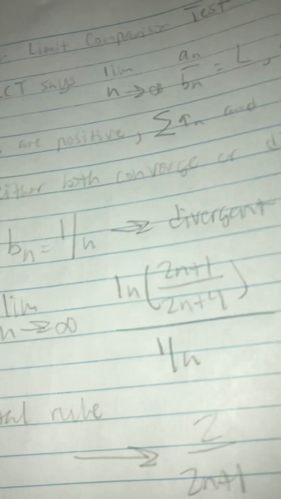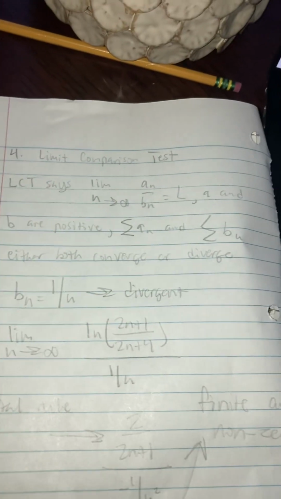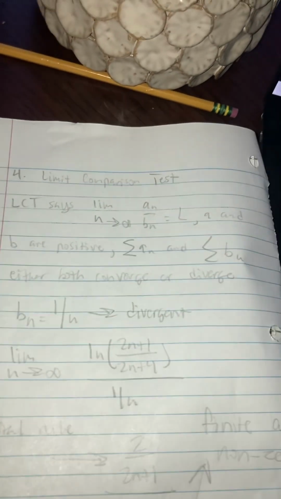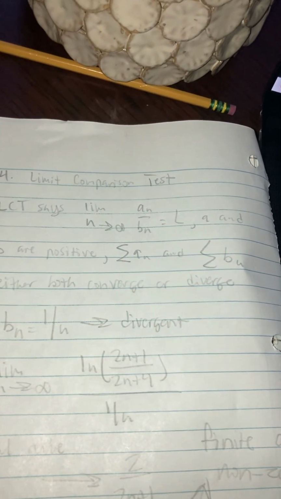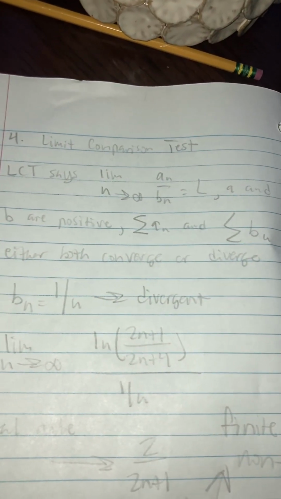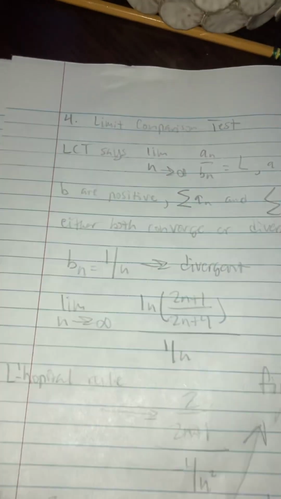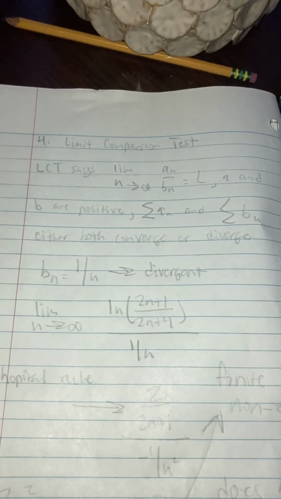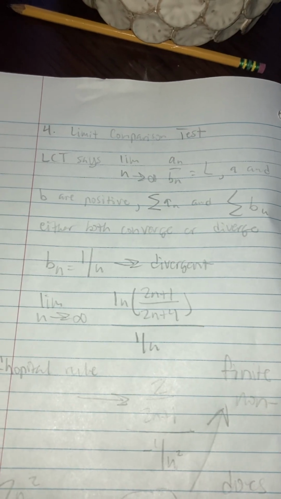Okay, so for the last one, I decided to use the LCT. What does LCT stand for? LCT stands for the limit comparison test. Basically saying the limit as n goes to infinity of an over bn equals L, where an and bn are positive sequences, and L is a non-zero finite number. Then the series from n equals 1 to infinity of an and of bn either both converge or both diverge.